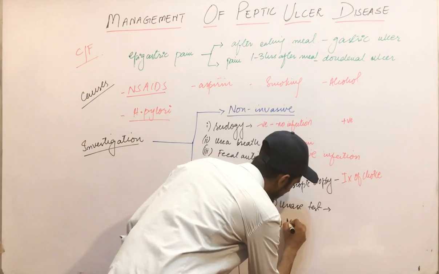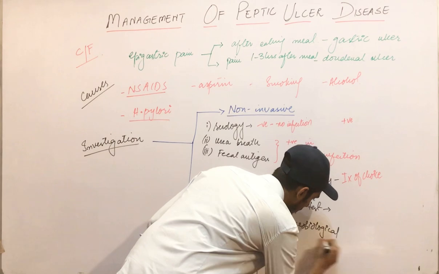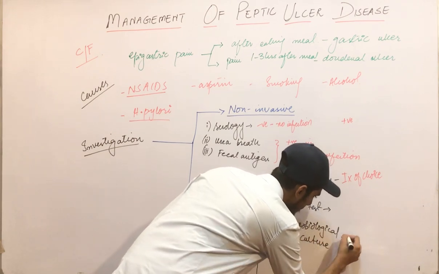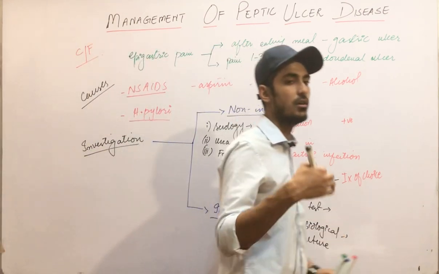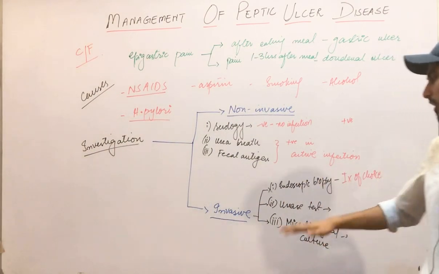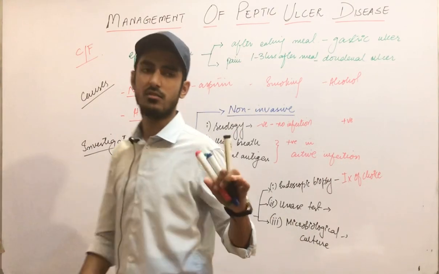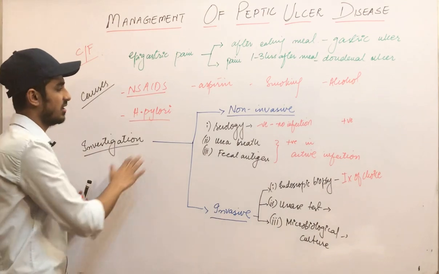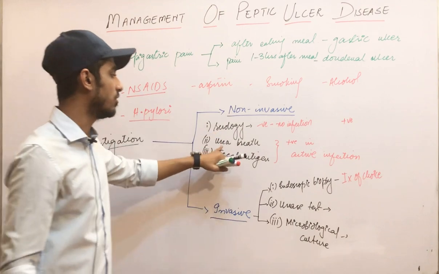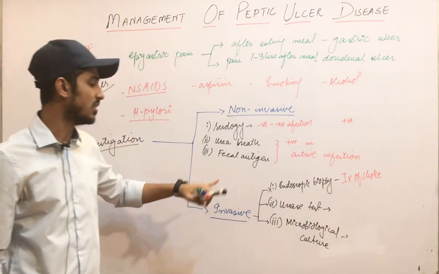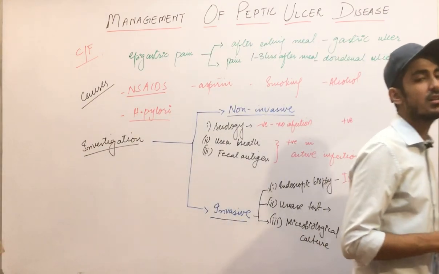Then the third one is the microbiological culture. This is also a test that tells you specifically about the infection, like H. pylori, all that. So these are the basic three investigations, and in this way we have completed the investigations. Non-invasive: we have the serology, the urea breath test and the fecal antigen test. The invasive ones are the endoscopic biopsy, urease test and the microbiological culture.